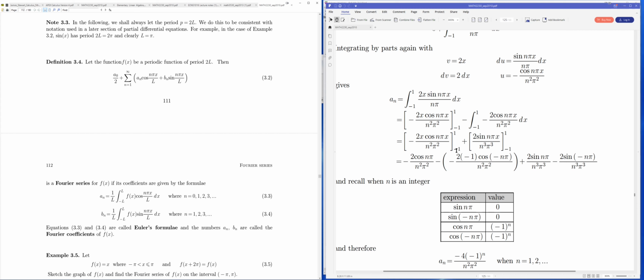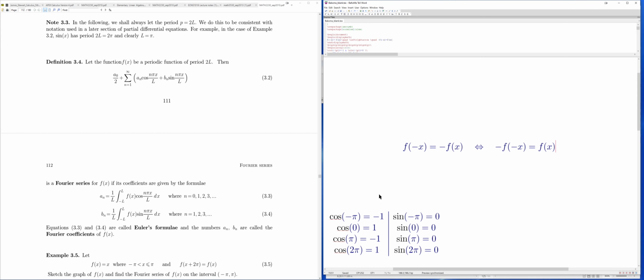Then I put in x is equal to minus 1, which gives me minus 2 times minus 1 cosine minus n pi on n squared pi squared. And then here I put in the 1 to get me 2 sine n pi on n cubed pi cubed, and I put in the minus 1. Notice I have sine n pi, sine minus n pi, cos n pi, and cos minus n pi, and as in the previous example.